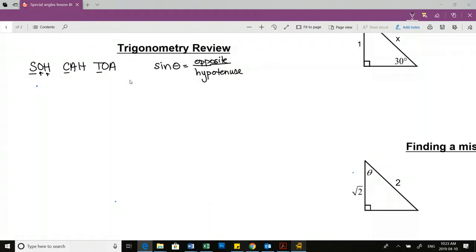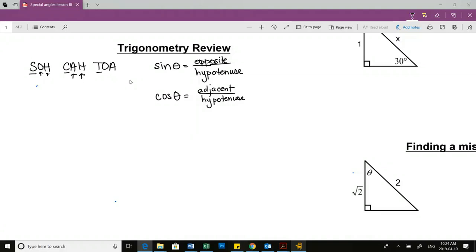Okay, does this refresh anybody else's memory? What does the CAH part of this represent? Okay, so cosine of theta is equal to the adjacent side over the hypotenuse. What's that thing beside the sine? So the theta, this is theta, and it represents the angle that we put in there, or the angle we're looking for. Depends on what we have.